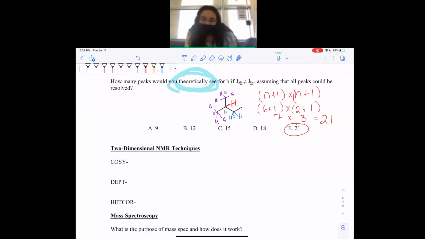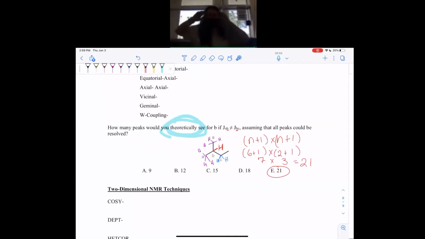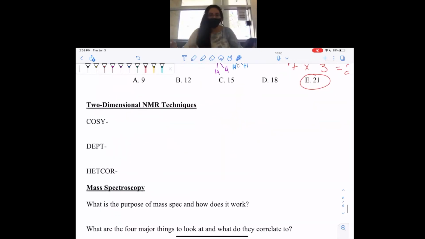All right. Cool. Okay. So let me zoom out, and you guys can take a picture of this question or write it down or do whatever, and then we're going to zoom through 2D NMR. I am so determined to finish this today. All right. So buckle up, kids.